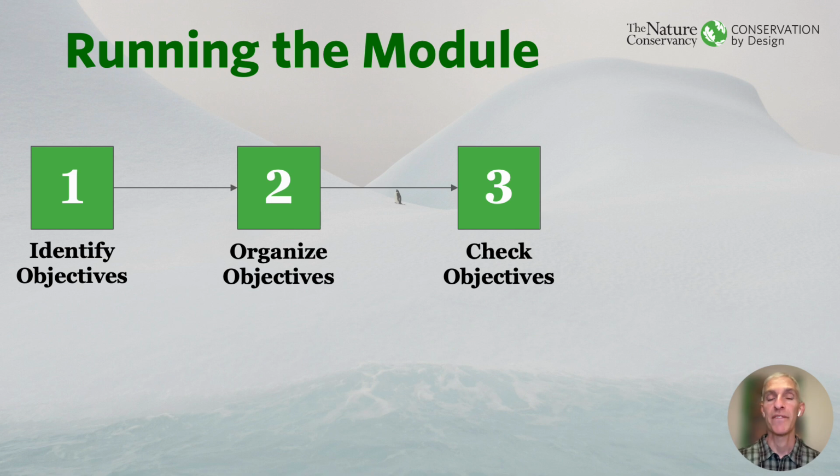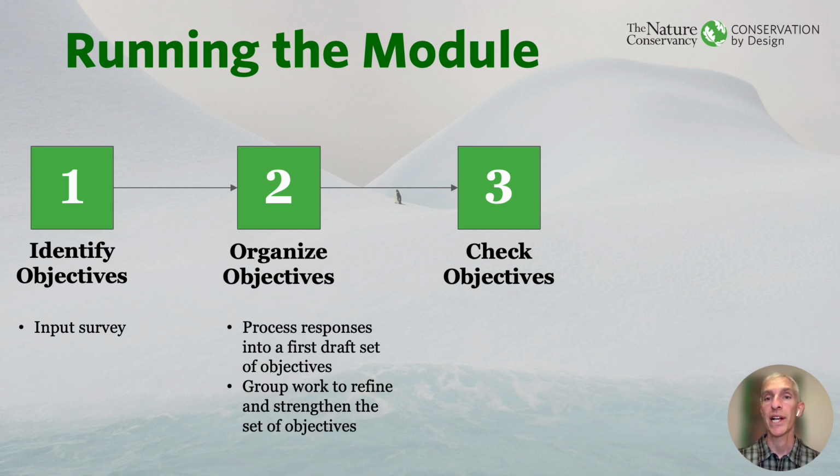So the first step is to identify objectives. This involves a process to crowdsource ideas on possible objectives from the planning team. This brainstorm generates lots of possibilities, and the module facilitator and the team lead work together to review the responses and organize them into a first draft set of objectives. This represents the beginning of step 2, organizing objectives, and this draft set is used as the entry point for discussion and improvement during the 2-hour group work session.